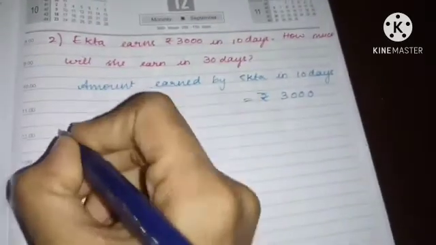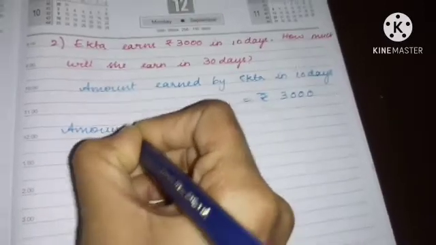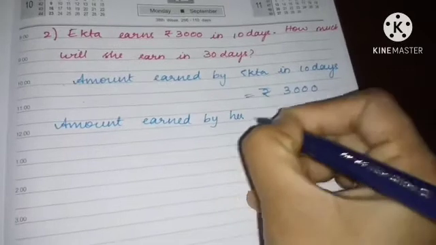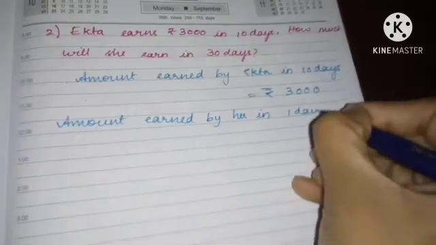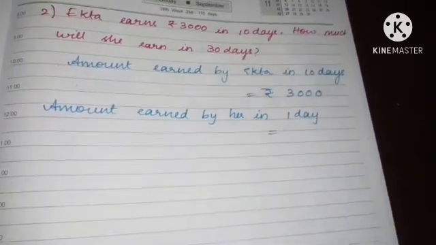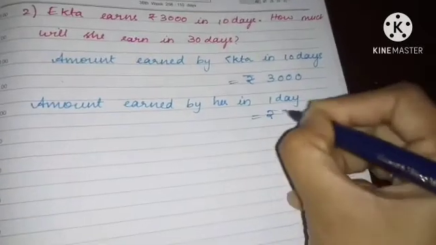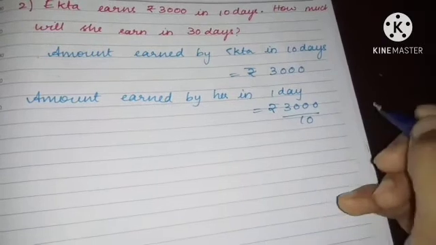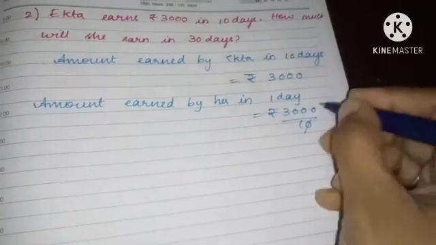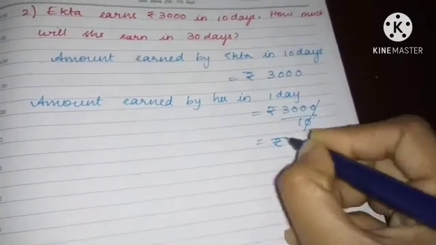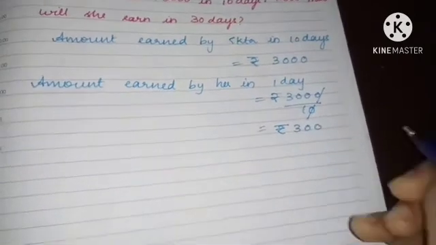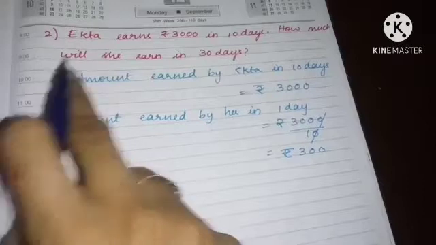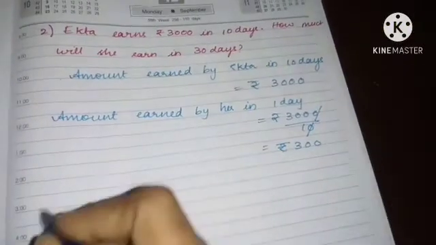Okay. So, amount earned by her in 1 day. Okay. In 1 day, how much is the amount she is earning? Rupees 3000 divided by 10. Yes. 3000 divided by 10. 0, 0 cancel. So, how much rupees she is earning per day? Rupees 300. So, now we should find how much will she earn in 30 days.